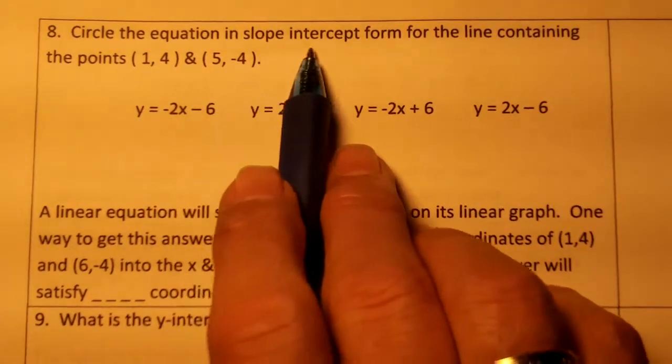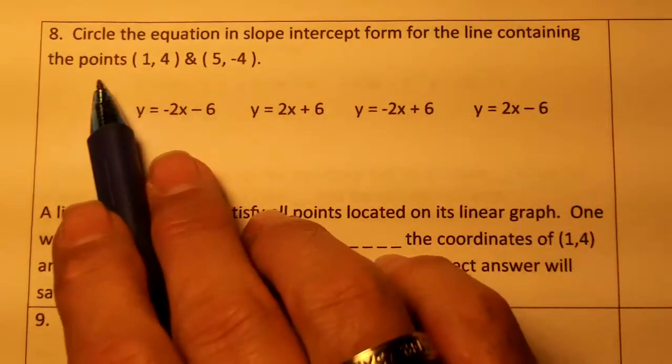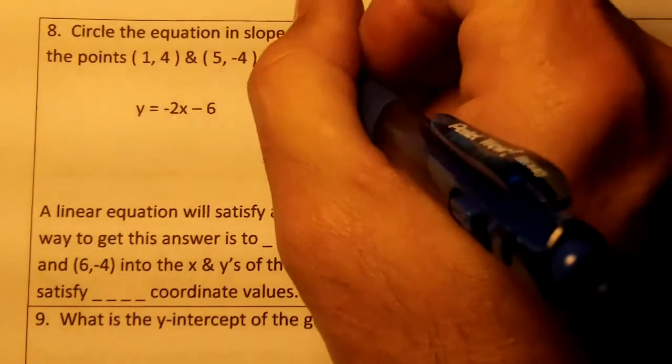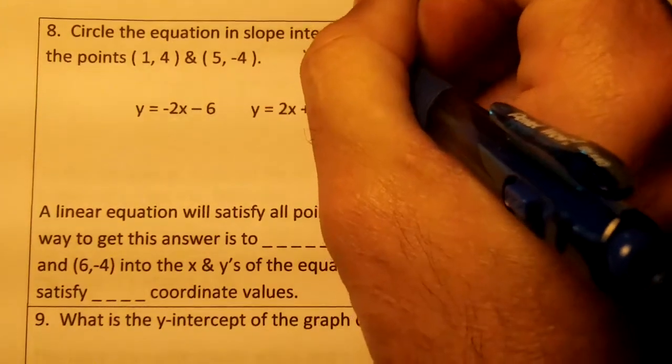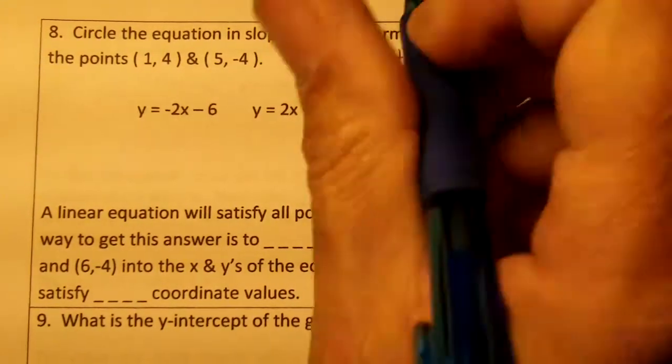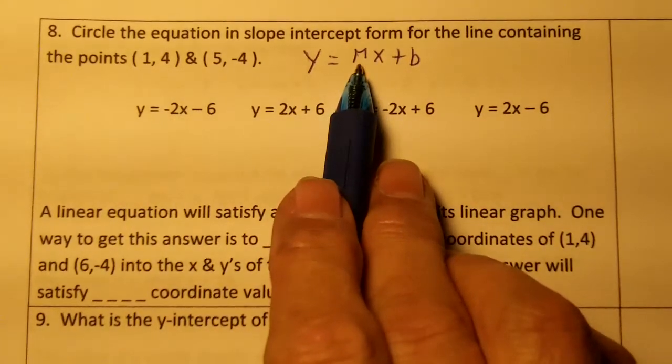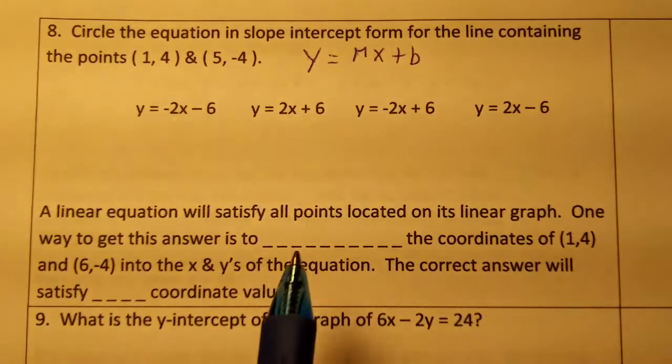Circle the equation in slope-intercept form for the line containing the points (1, 4) and (5, -4). Remember, slope-intercept form is y equals mx plus b. We can't get the y-intercept from these two points, but we can get the slope. So let's go through and get the slope.